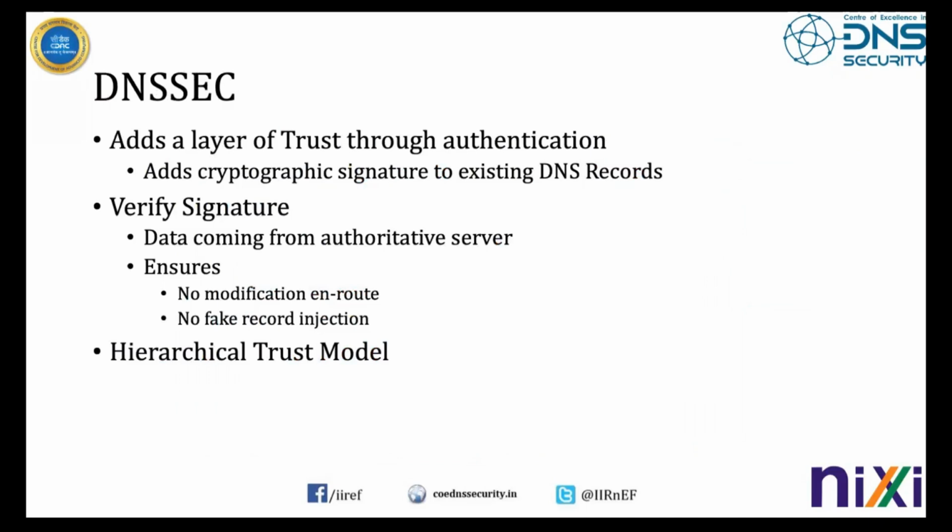DNSSEC basically adds a cryptographic signature to existing DNS records. So whatever DNS records are there, a corresponding signature will be added for all the DNS records. And whenever somebody queries the DNS server, first the signature will be verified. And if the signature is verified correctly, then only the response will come to the user. Now, this ensures that there is no modification on the route, as well as no fake record injection.